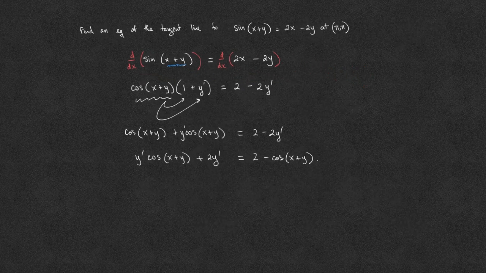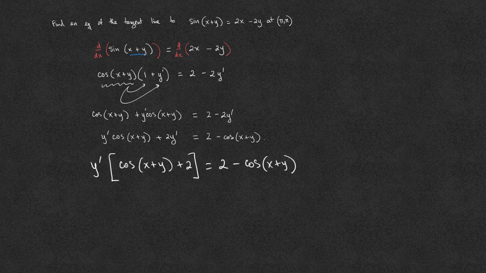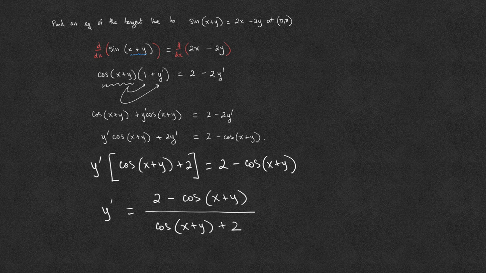Next, the goal is to isolate y prime, so we need to combine like terms with y prime. To do that, we factor out y prime, and so we have y prime times (cos(x + y) + 2) = 2 - cos(x + y). We can now isolate y prime to get (2 - cos(x + y)) over (cos(x + y) + 2). And no, we cannot cancel out this cos(x + y) because it is a term, not a factor.